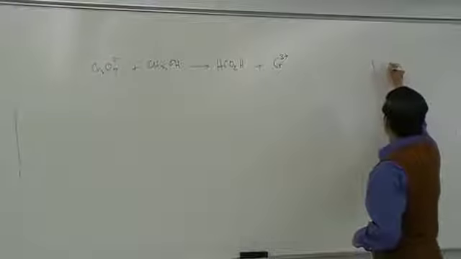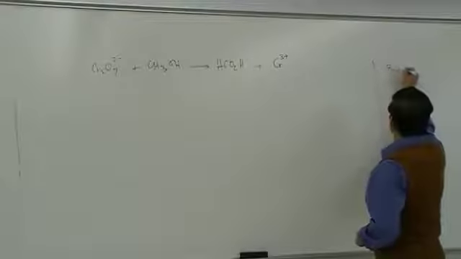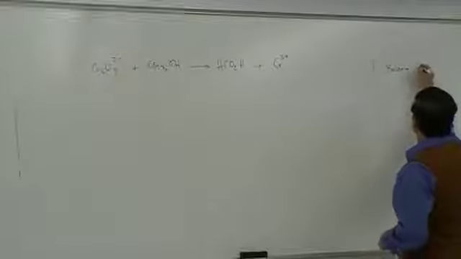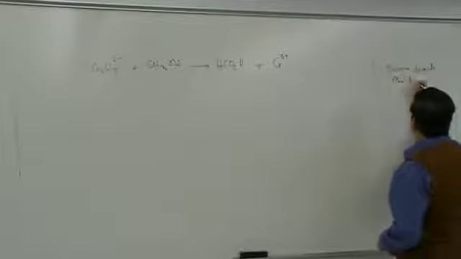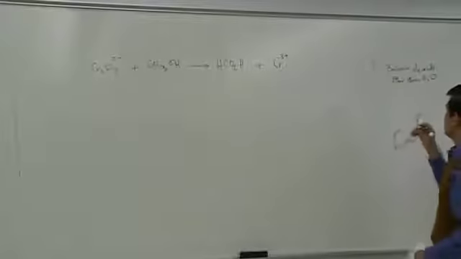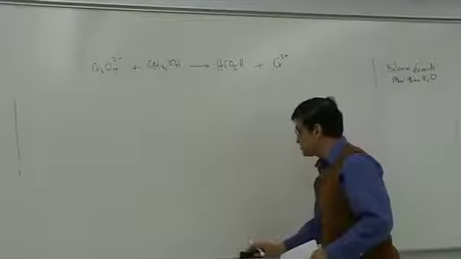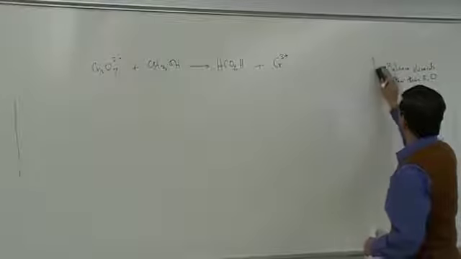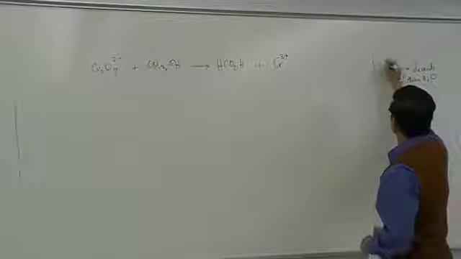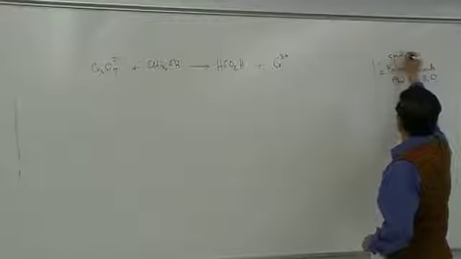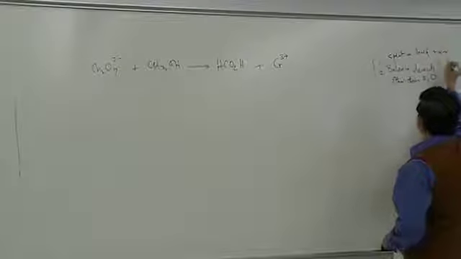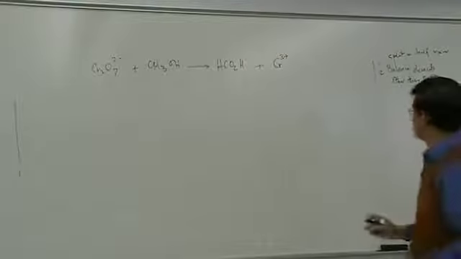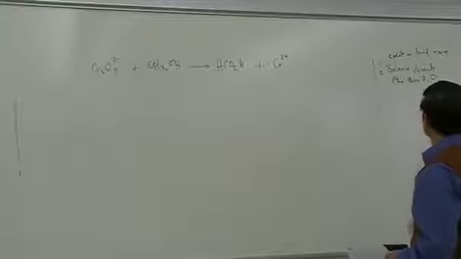So step number 1, balance elements other than hydrogen and oxygen. So any element, you need to balance elements other than hydrogen and oxygen. Now before that, you need to split that into half reactions. So let's write down that as step two: split into half reactions based on similarity. So we are going to split this reaction into two half reactions, then balance elements other than hydrogen and oxygen.